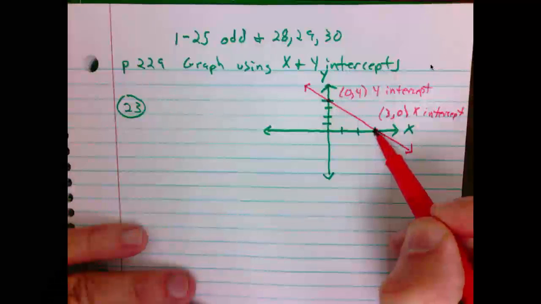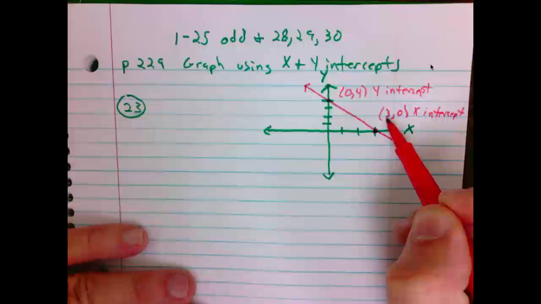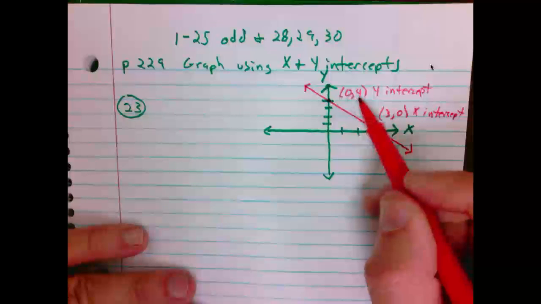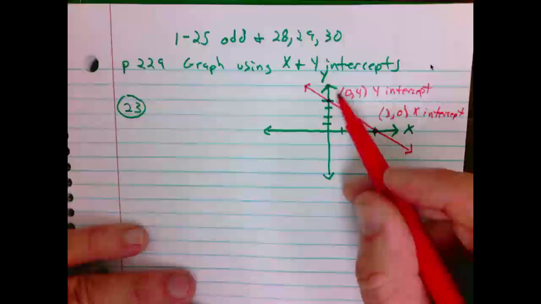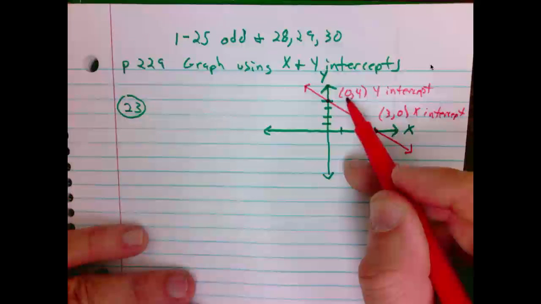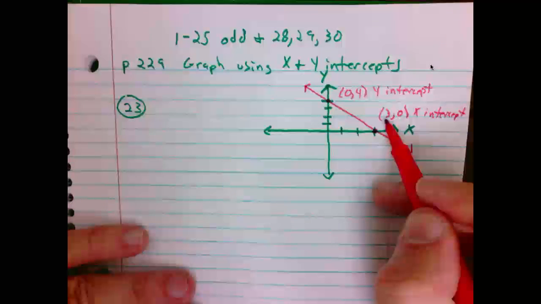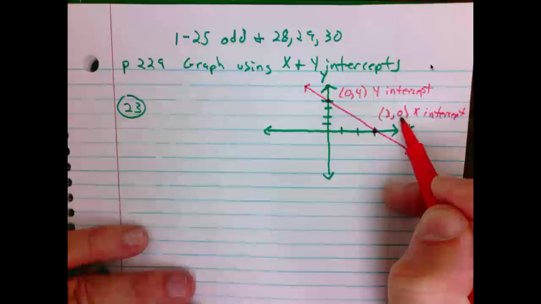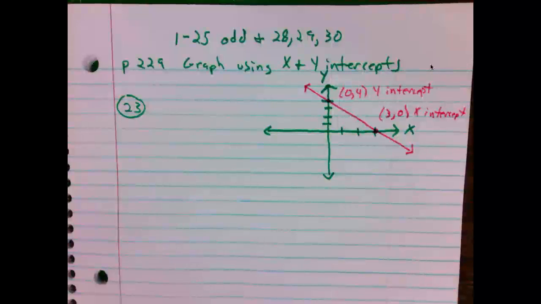At the x-intercept, it is the x that is the non-zero. That makes sense, an x value of 3. At the y-intercept, it is the y value that's the non-zero. To be on the y-axis, we move none left or right. To be on the x-axis, we move none up or down. All right, problem number 23.